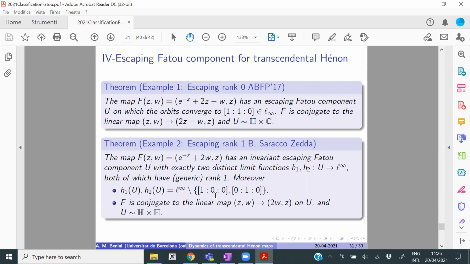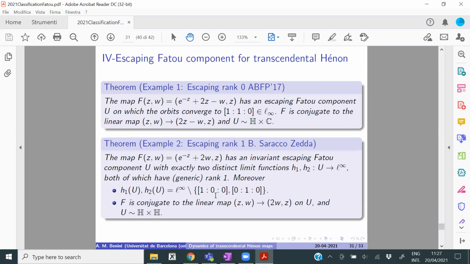And we have another new example of these escaping components, another type, which is interesting because in this case, you converge to the line at infinity, and the image of your limit maps is really all the line at infinity minus 2 points. So one variable, Baker domain, you go to infinity. Infinity is a point, or your limit function of rank 0. Several complex variables. You converge to the boundary. The boundary now is a complex line. It's actually biholomorphic to the Riemann sphere.